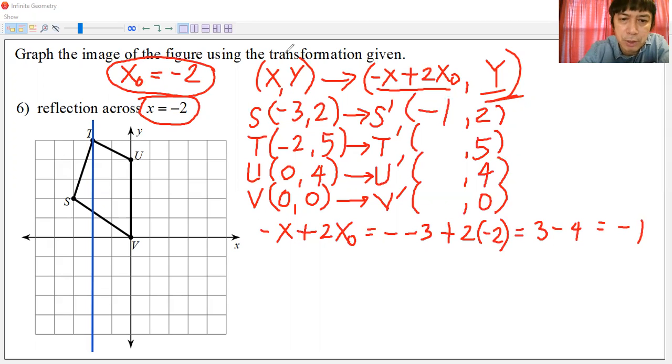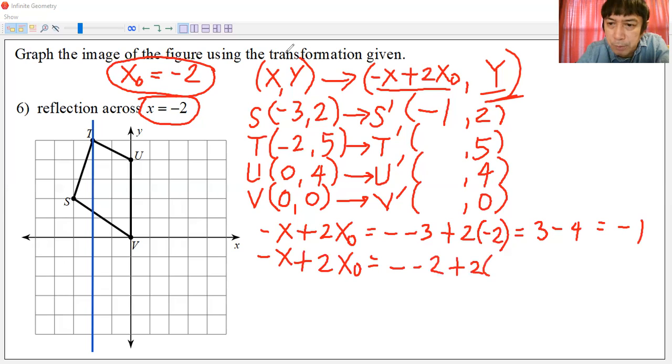Next computation, the same formula, negative x plus 2 times x of 0, negative of the x. The x for point T is negative 2. Plus the same 2 times negative 2. This is positive 2 and a minus 4, which gives negative 2 there.